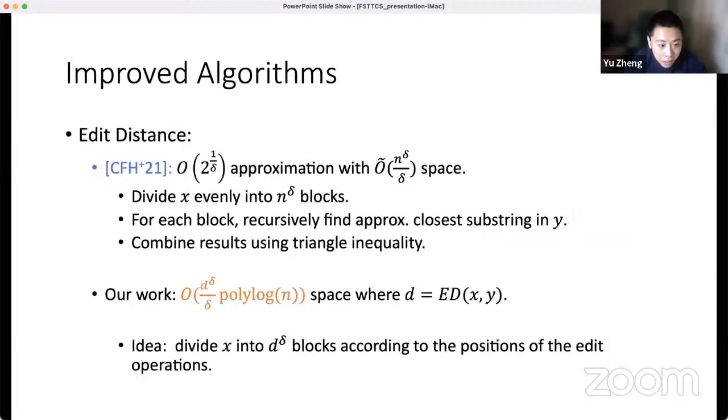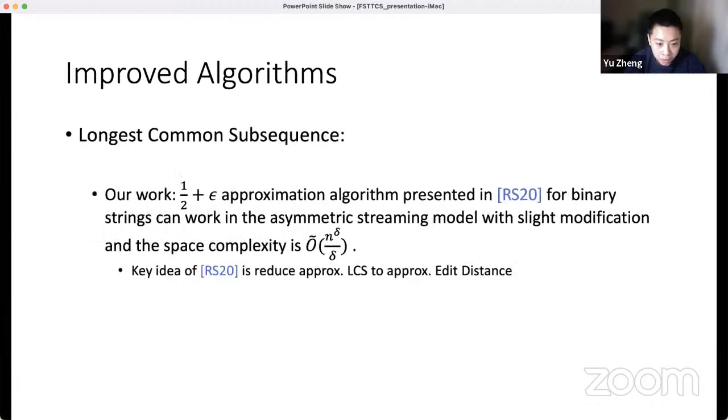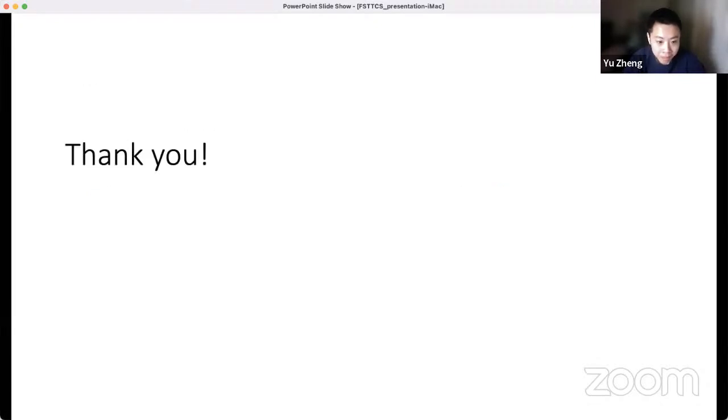Since time is limited, I'll go to the algorithms. For previous algorithms, the key idea is to divide the string x into delta blocks. And our idea is to divide x according to the position of edit operations. Yeah, I think time is up, so I'll just stop now. Thanks.